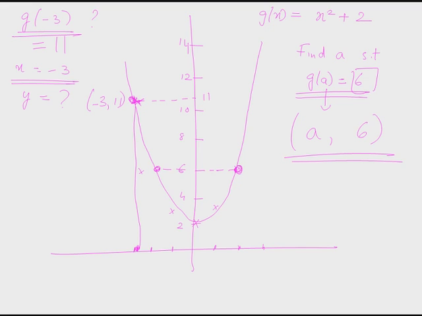And I have 2 points whose y-coordinate is 6. I find out their corresponding x-coordinates, and that turns out to be 2 and minus 2. So a can be 2 or minus 2. These are the 2 x-coordinates whose y-coordinate is 6. That's the meaning of this question. Very important to understand the question. Find a such that g(a) is 6 means find an x-coordinate for which the y-coordinate is 6.